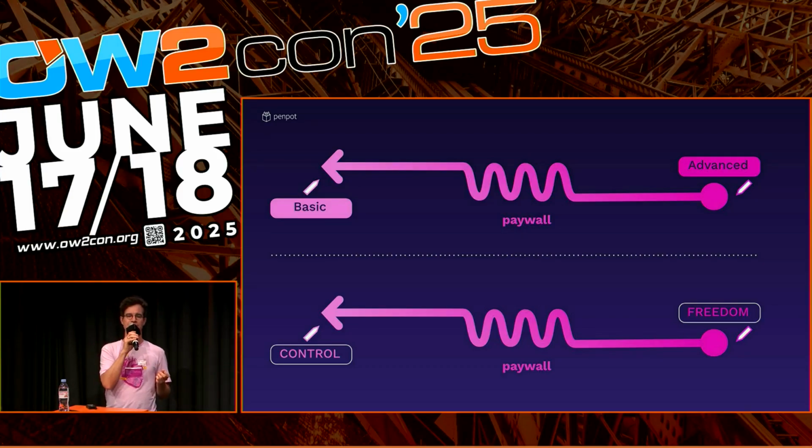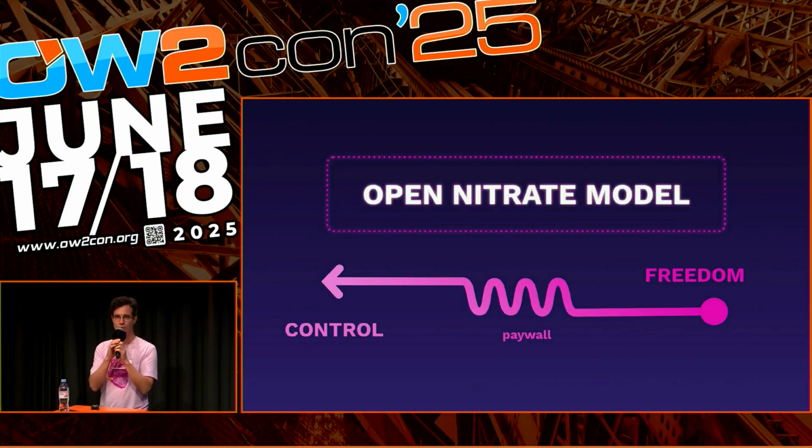So we reframed this apparent reverse path. And instead of going from advanced to basic through a paywall, we decided to go from freedom to control through a paywall. This is the way we hijack this reverse paywall. We want the most advanced and free, in the sense that you are able to do whatever you want with Penpot. The best product possible for free, under an open source license, and then you pay to limit that. And this is what we call the Open Nitrate Model.